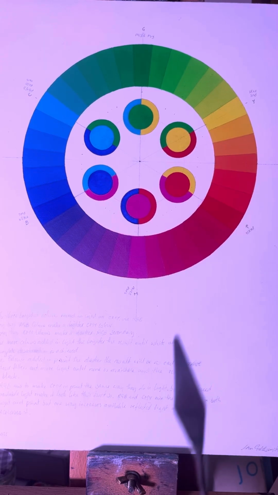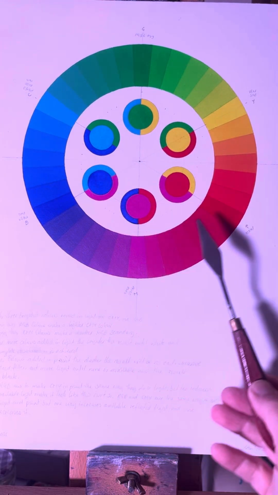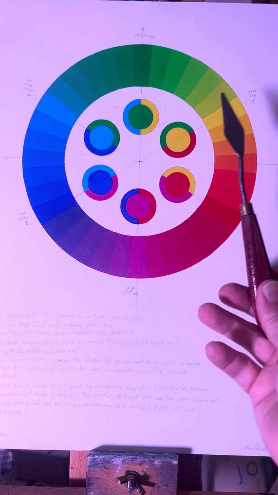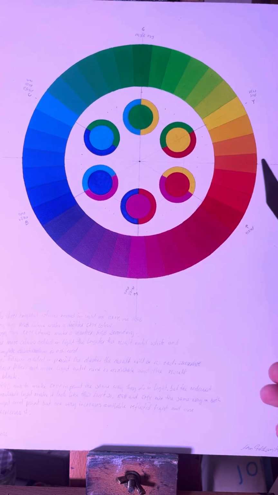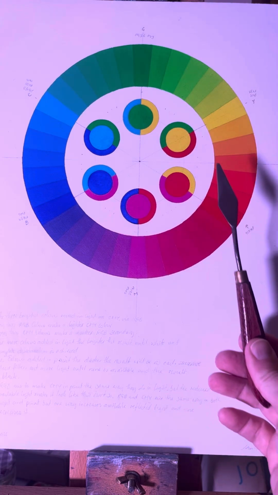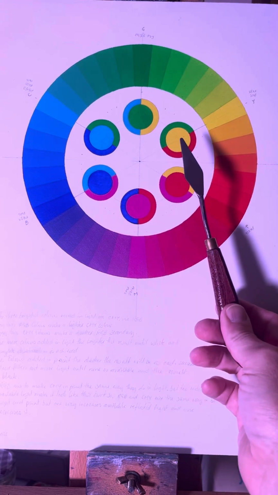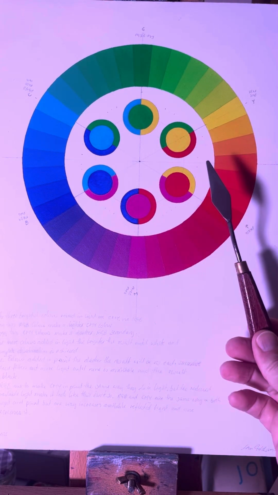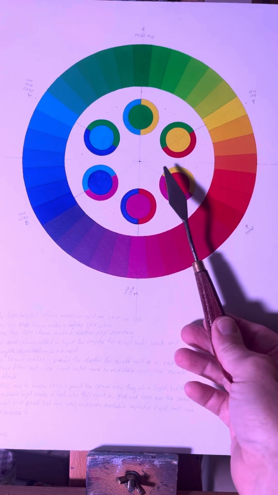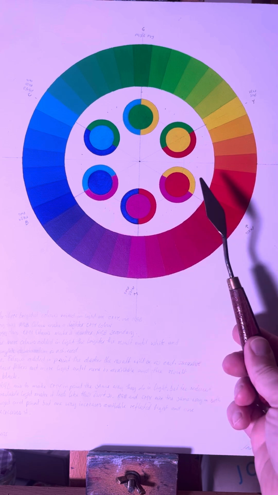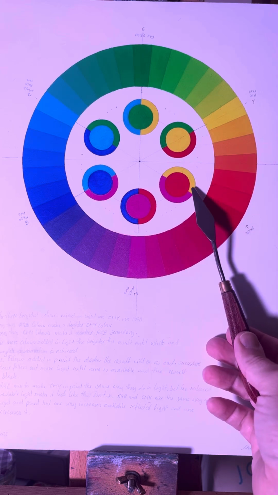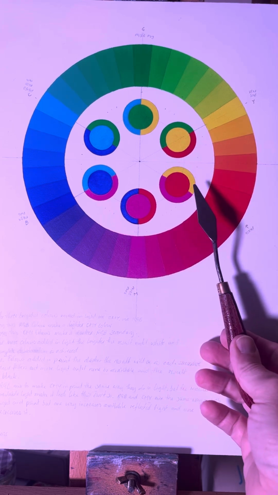Okay, so what we have here is the spectrum, represented by these painted segments of colour, the visible spectrum of colour. So what's going on in the middle here as well? Well, we've got six dots or spots, and around these spots are two semicircles of colour as well. So for instance, this red one here has got a yellow semicircle and a pink semicircle.